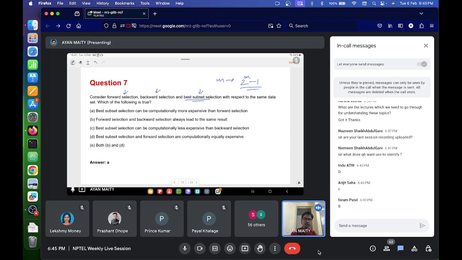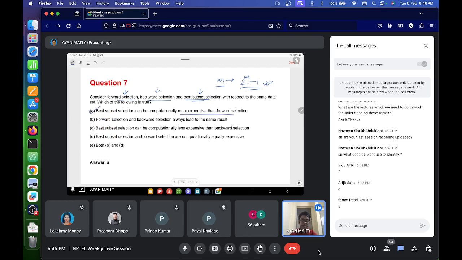It goes through all possible subsets and tries to find out which is the best performance among all. But forward selection and backward selection is just one run through the set of features. So if there are m features, it would take only m iterations. But if there are m features, best subset selection would take 2 to the power m minus 1 iterations to compute this. So best subset selection can be computationally more expensive than forward selection.